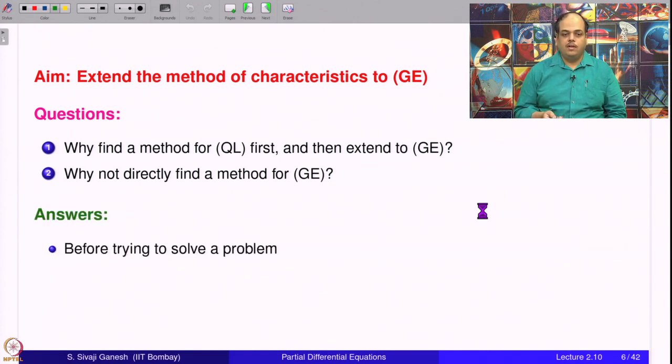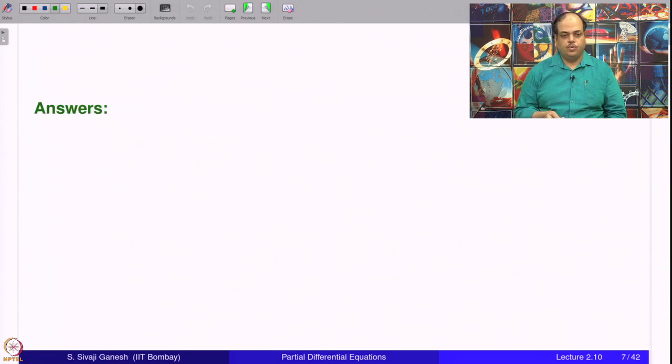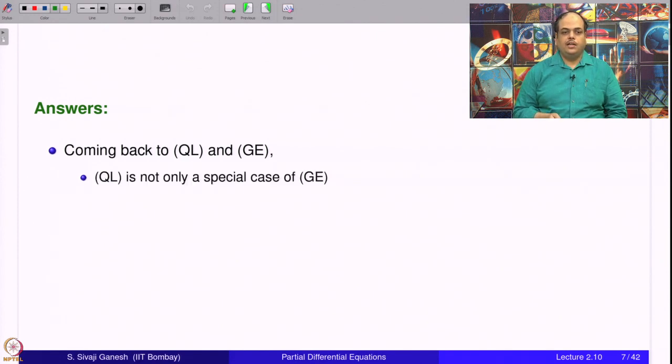Before trying to solve a problem, it is a good idea to explore simpler cases, and this might help in designing a strategy for solving the most general form. That is the original problem, GE. Now, coming back to quasilinear and general nonlinear equation, QL is not only a special case, but also has a good geometry associated with it. We devoted a lecture to the geometry of quasilinear equations.